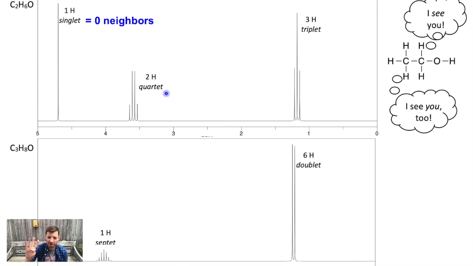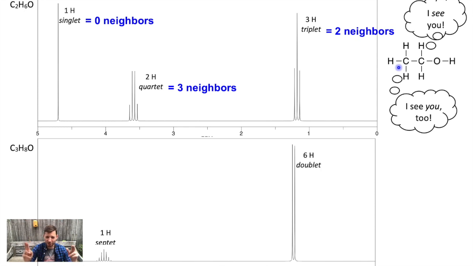So a quartet means you have 3 nearby hydrogen atoms. And then the last signal, the triplet, means I have 2 neighboring hydrogen atoms. And right away I notice something. The 3 hydrogens that are next to 2 others make me look more closely at the 2 hydrogens that are next to 3 others. So this is what this little graphic off to the right is attempting to show: that neighboring hydrogens will always see each other.